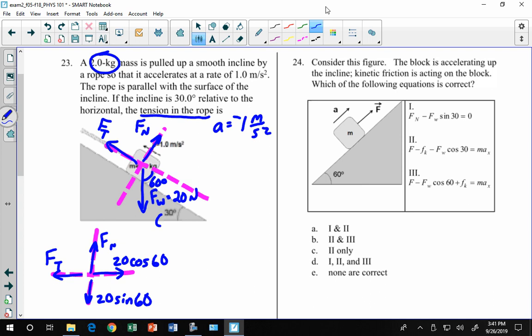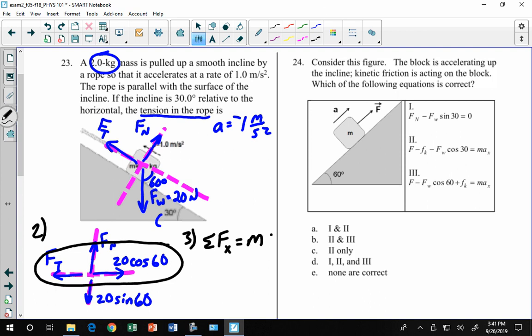Okay, so now I'm looking for the tension. So I know that to find the tension, I'm going to have to look at this axis. So I'm going to apply Newton's second law. This was the second part. Now the third part, sum of the forces in the x direction is equal to max. I know Ft. I know the x component of the weight. Do I know what ax is? Right, and it's -1. So this is a straightforward problem. I don't have to do anything with the y-axis. There's no system of equations. It's fairly straightforward to solve.